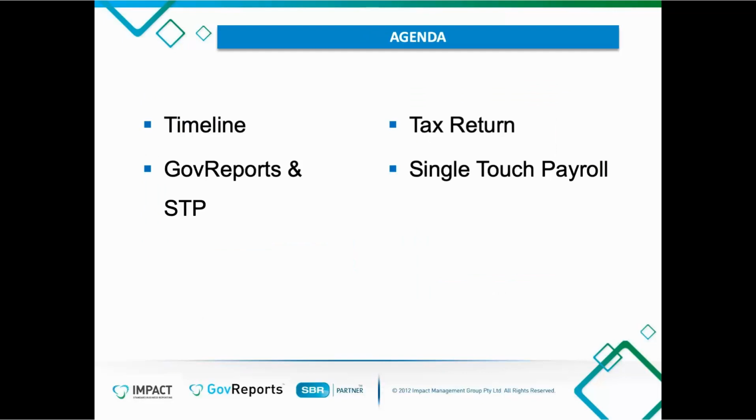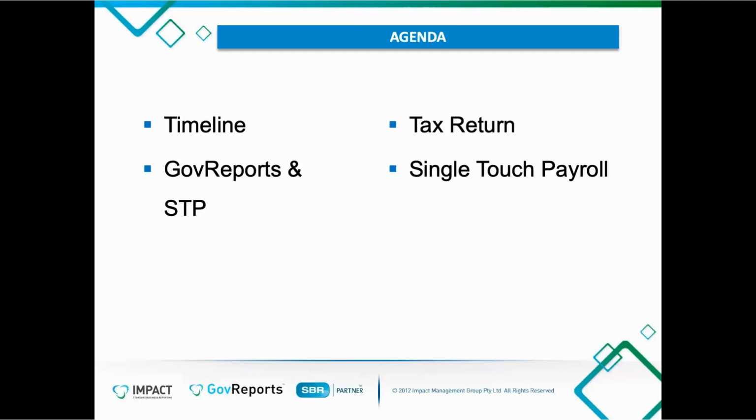So I'm looking at the agenda. We're going to have a look at a timeline, GovReports and STP, so this is using GovReports. We're going to have a look at single touch payroll through the IAM, that's what I always call it, or IAM Business Ledger. That is a small accounting package.